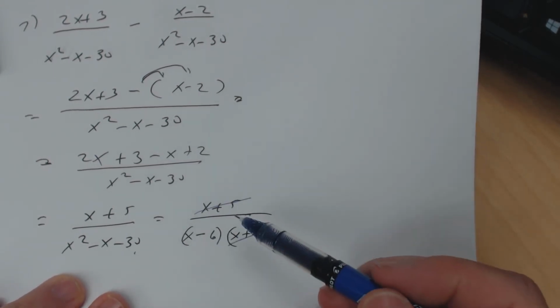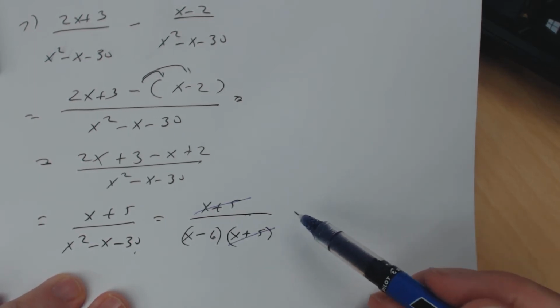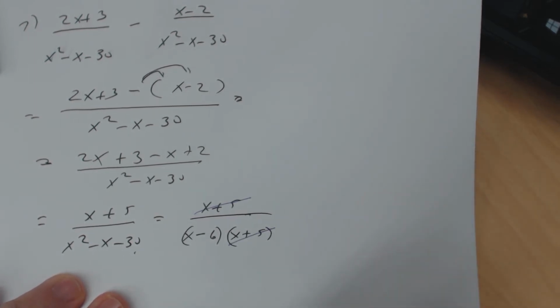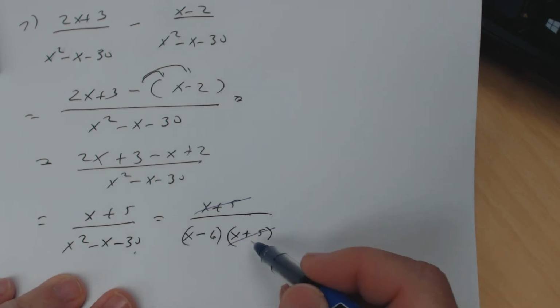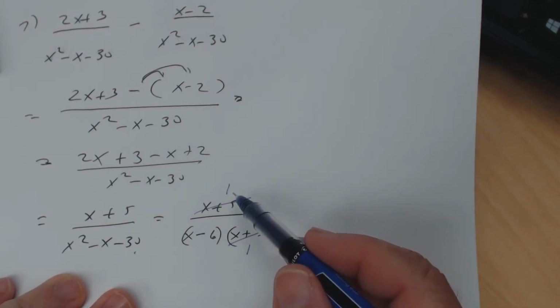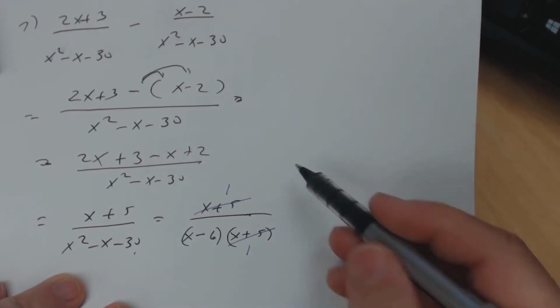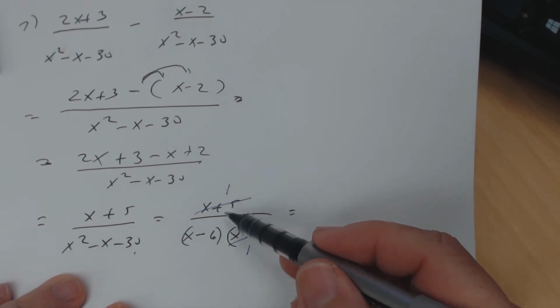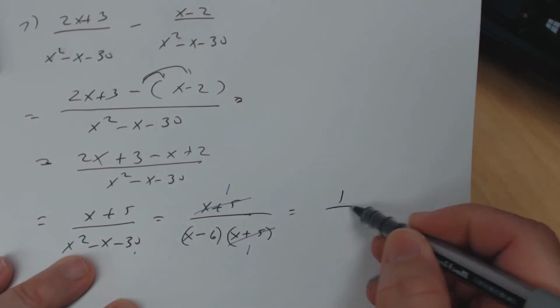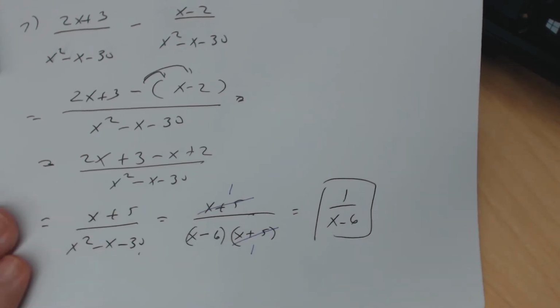Now be careful. If this is what you write, your chances are you're going to say the answer is x minus 6, but the answer is not x minus 6. So be careful. When you do this, make sure you put ones as their factors, because you're left with a factor of 1 when you do this. So the answer is not x minus 6, but the answer is 1 divided by x minus 6. That's the answer. All right, that was number 7.